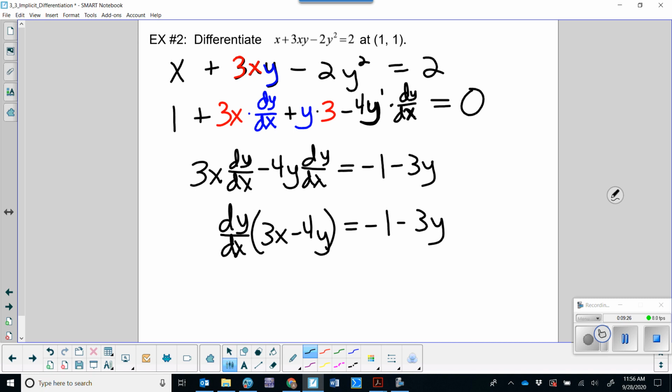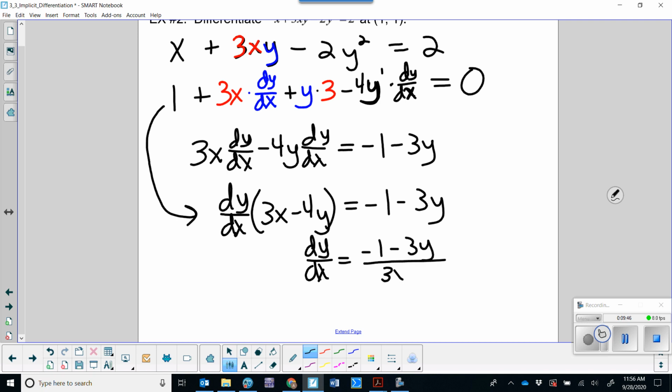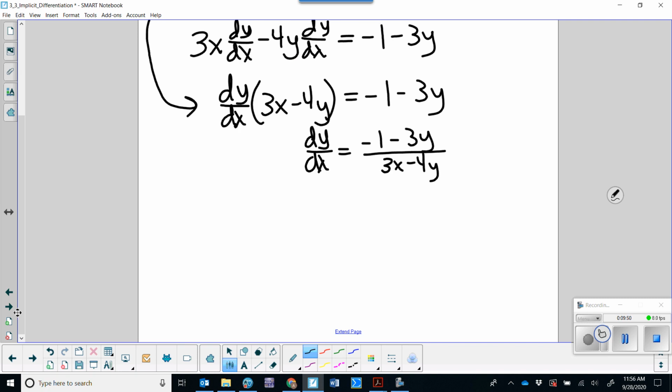Now, you could go directly from this step to this step. But don't do it if you start making mistakes. But people that can factor out and combine those terms, that's fine. You can skip right to that step. And then I have dy/dx equals (-1 minus 3y) over (3x minus 4y). Now there's all kinds of things you might be able to do to simplify that, but there's no point in me doing that because I'm supposed to be evaluating this.